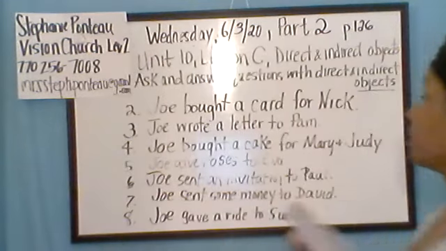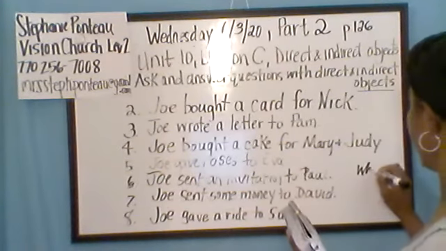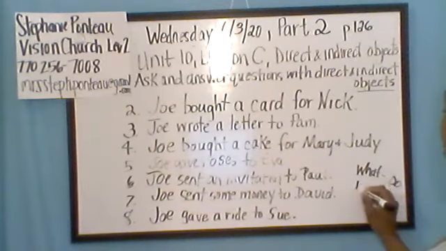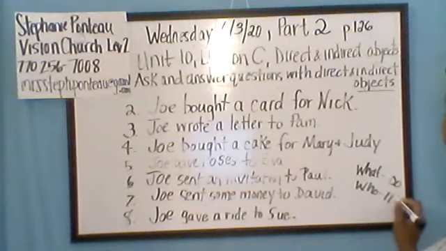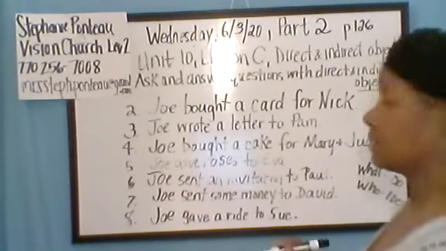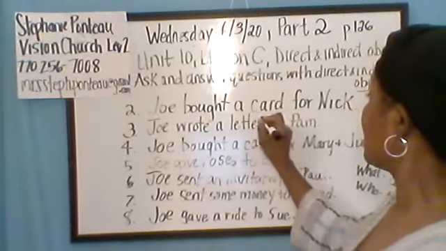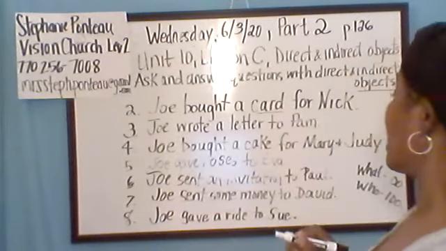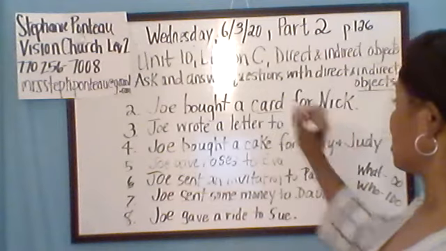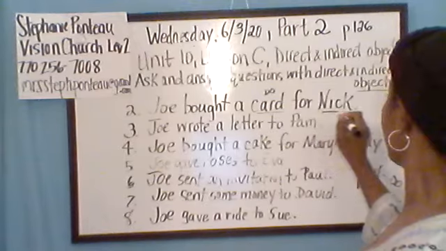Joe bought Nick what? Remember, direct object is what, and the indirect object is who. So what, I'm going to put D-O, who, I-D-O, okay? All right, so in sentence number 1, what was bought? The card. And who got the card? Who received the card? Nick. So the card is the direct object. Nick is the indirect object.